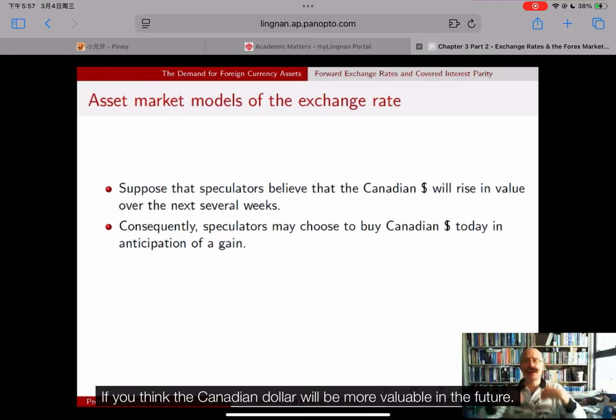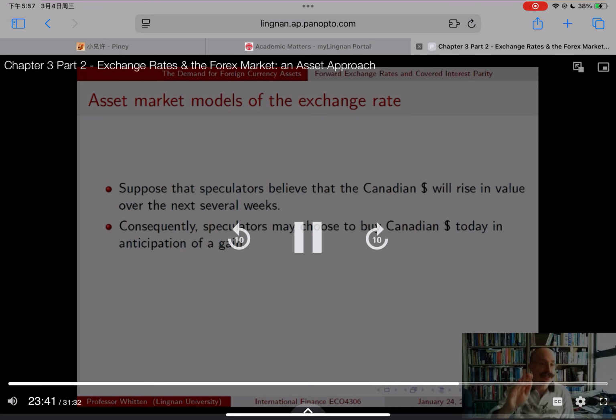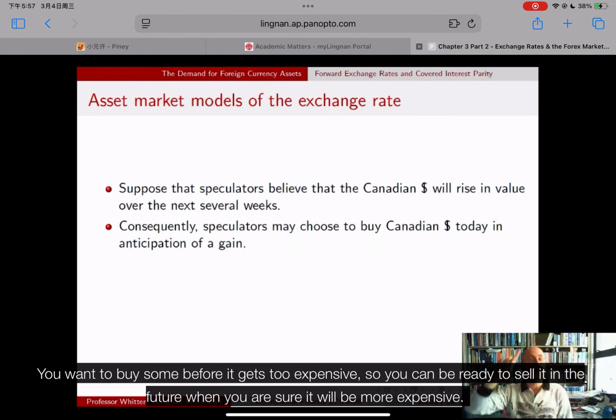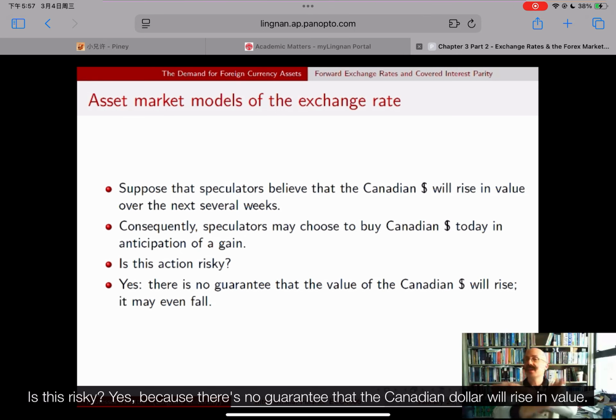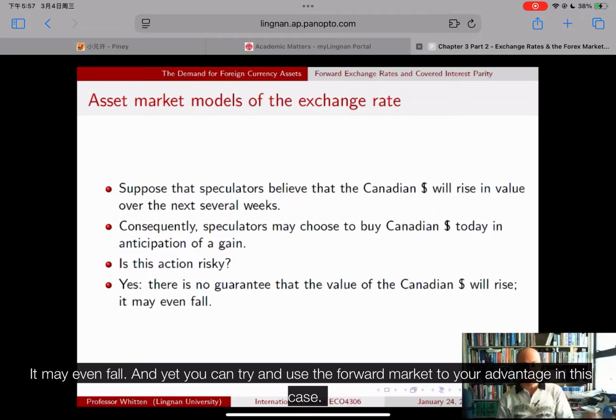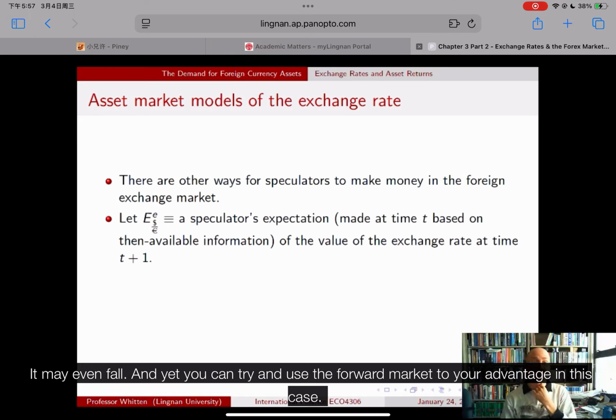If you think the Canadian dollar will be more valuable in the future, you want to buy some before it gets too expensive, so you can be ready to sell it in the future when you are sure it will be more expensive. Is this risky? Yes, because there's no guarantee that the Canadian dollar will rise in value. It may even fall. And yet, you can try and use the forward market to your advantage in this case.